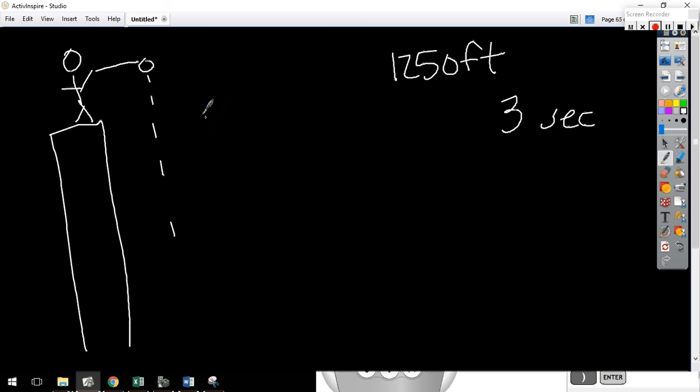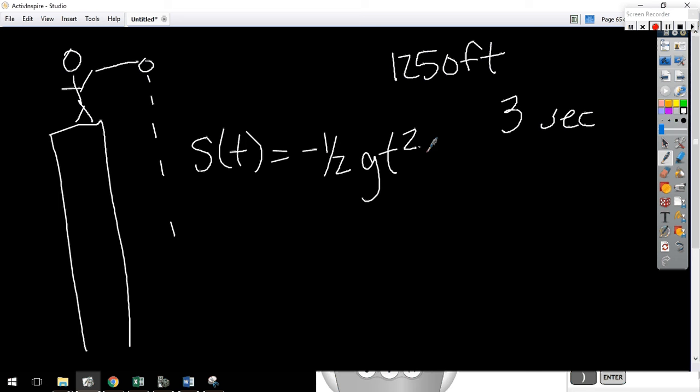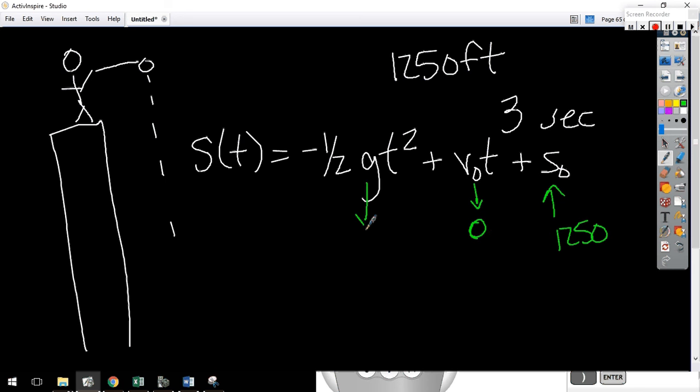All right, so S of T equals negative 1/2 G T squared plus initial velocity times T plus initial height. We know initial height is 1,250. He didn't have any initial velocity, so that's just 0. If he threw it down, that would have initial velocity, but he just dropped it. This is negative 32, and we want to know after 3 seconds.